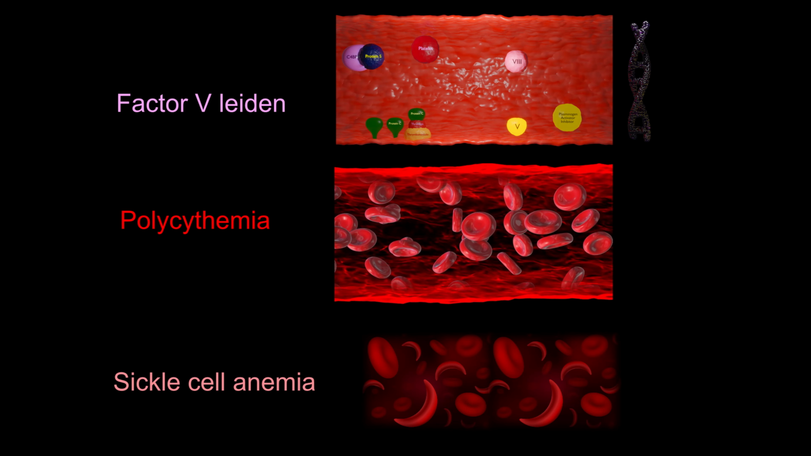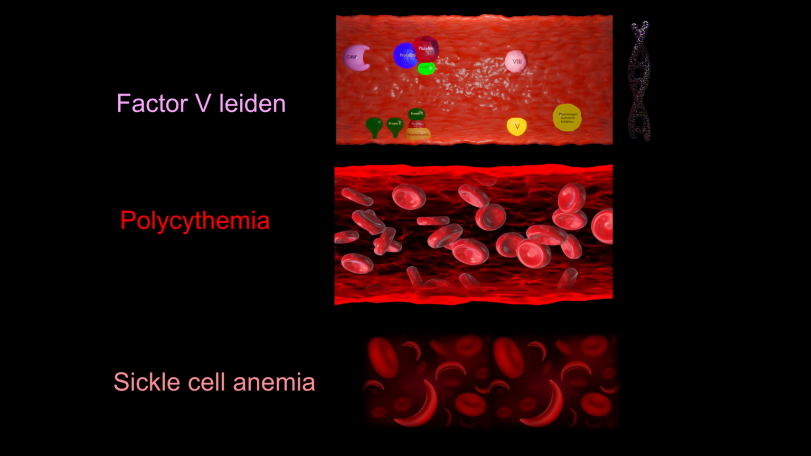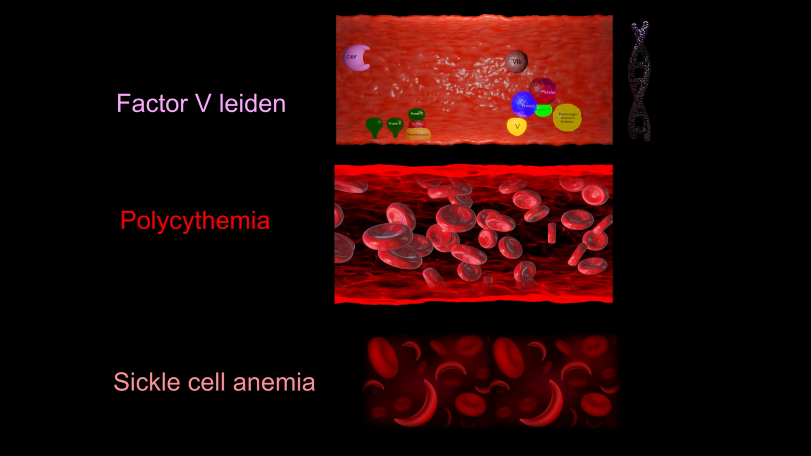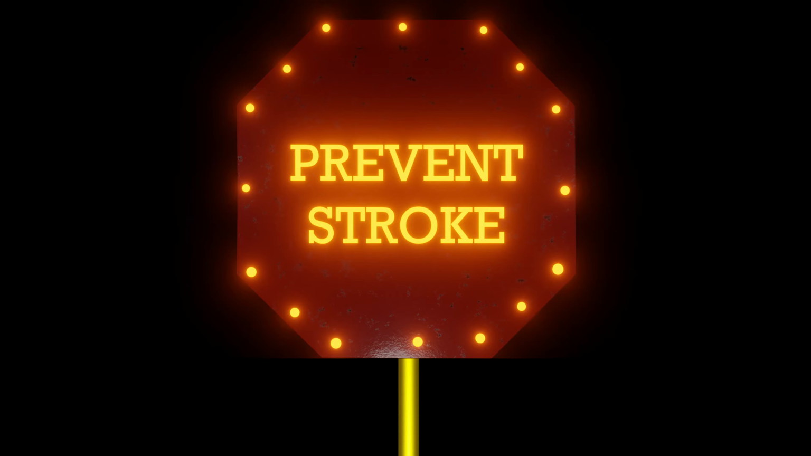Conditions that can trigger blood clot formation, such as factor V Leiden mutation, polycythemia, and sickle cell disease, can also increase the risk of developing stroke. Understanding these risk factors is crucial in stroke prevention.